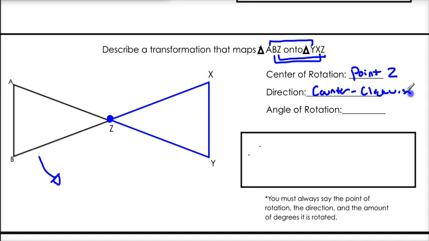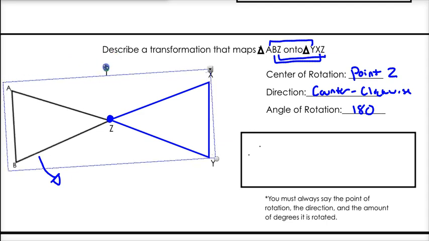I just felt like going like that, came from my heart. And how many turns am I gonna do? How many degrees? Well, it looks like I'm gonna have to go down one, two times. And you see how they're reversed of each other? So this is going to be an angle of rotation of 180 degrees. So let's test this out. Let's see if this worked.